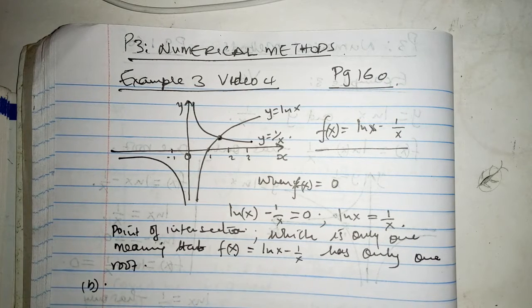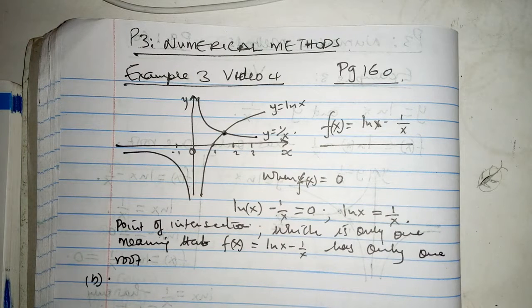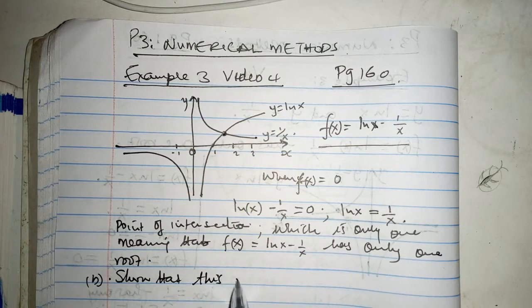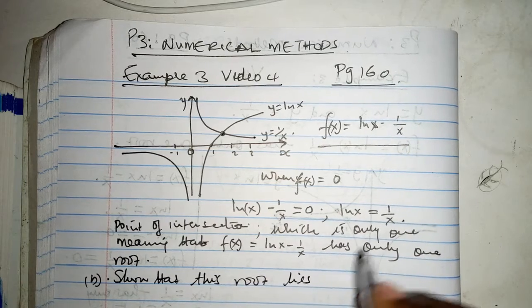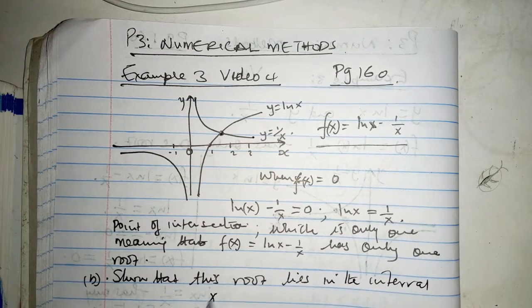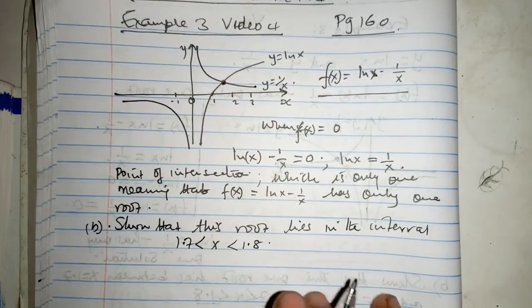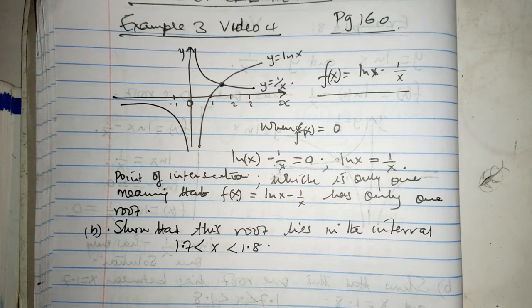Part B of the question is talking of, show that this root lies in the interval 1.7 and 1.8. You just have to show that this root lies in this particular interval. How do we show this?